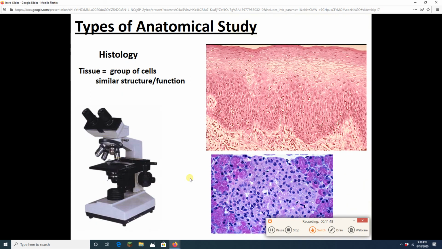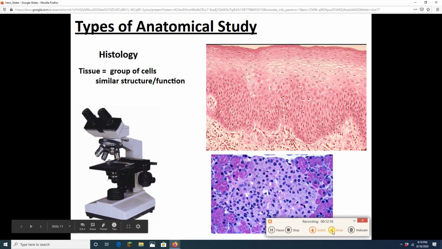Okay. We also need to look at things without our naked eyes. We need to use a microscope. If we are doing some microscopic anatomy, one type of microscopic anatomy we might be doing is called histology. Histology is the study of tissues. Now, that begs the question, what is a tissue? A tissue is a group of cells with similar structure and function.